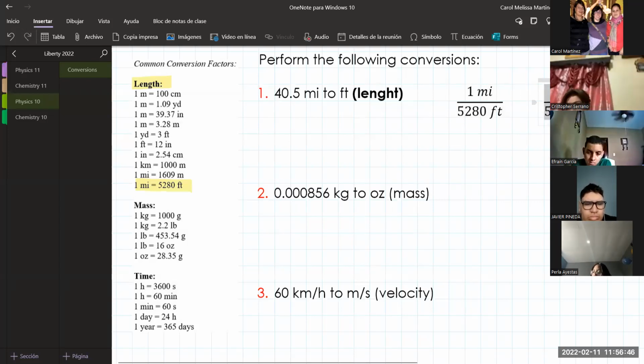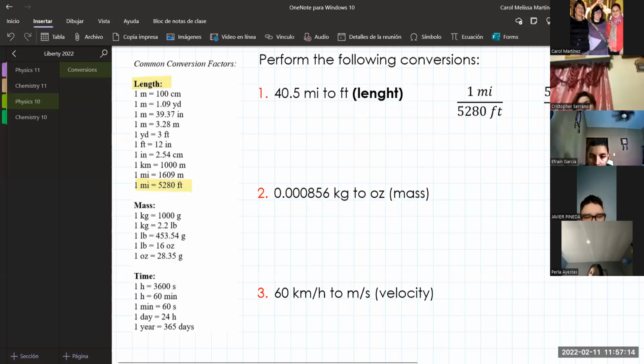or you can say that in 1 mile, bueno, genial, I don't have the pencil, so it's very hard for me to work like this. In 1 mile there are 5,280 feet inside a mile. Okay, those are the two possible conversion factors.